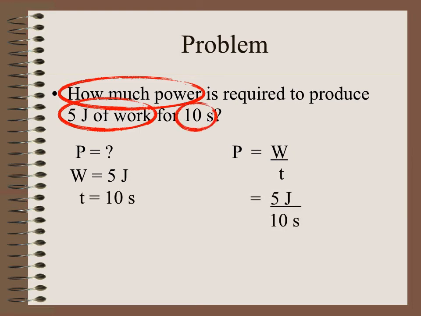We could substitute those values in along with the units. 5 divided by 10 gives us 0.5. And then our unit comes right out of this. We have joules over seconds, so we get joules per second, which remember is the same thing as a watt. So our answer is 0.5 watts.